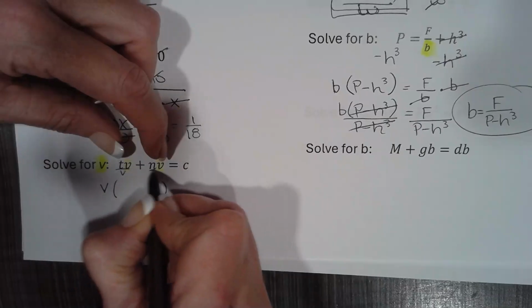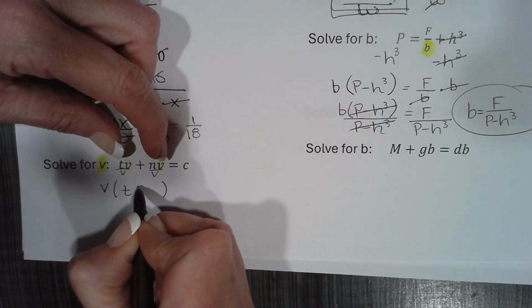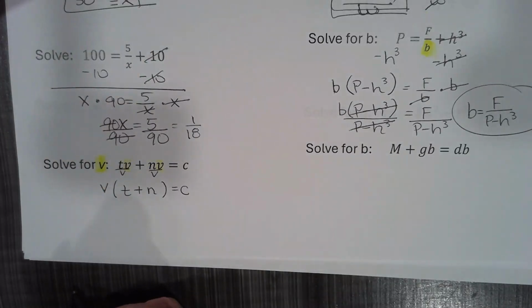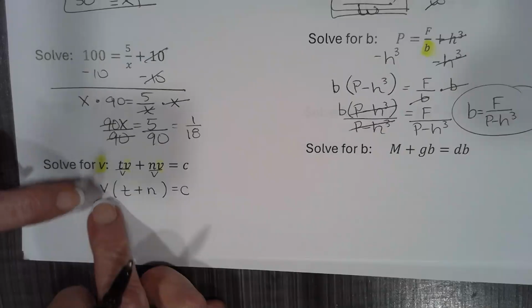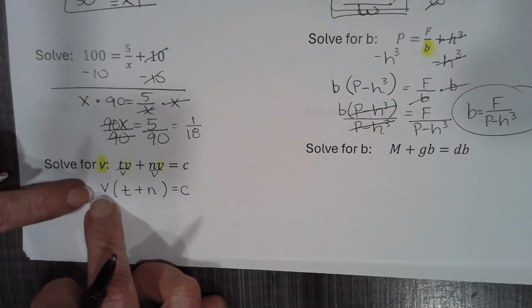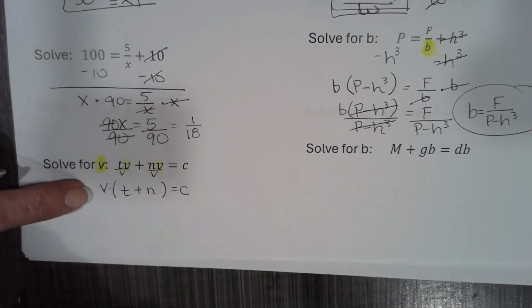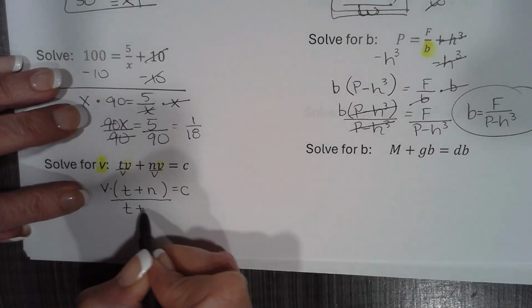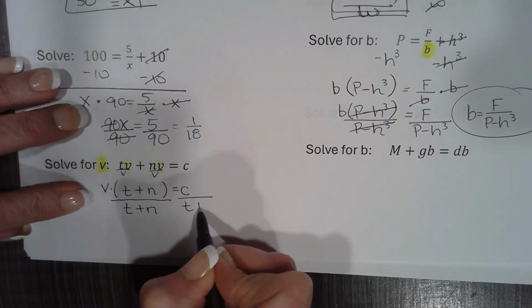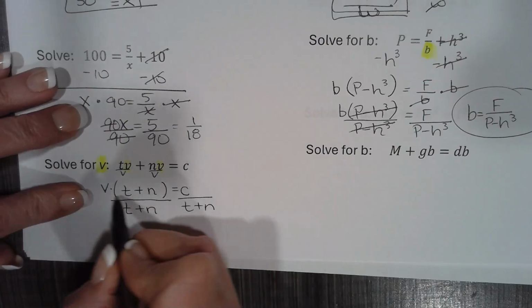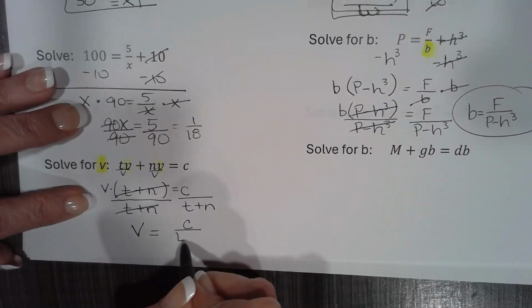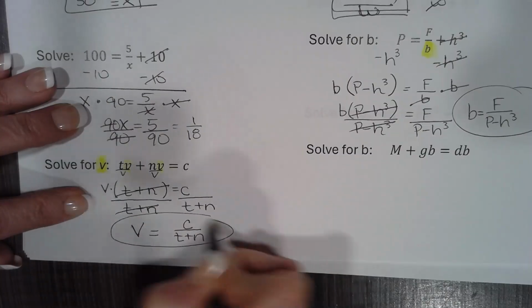And so if I divide by v, I'm left with a t plus n. You see I did that? I pulled v out as a common factor. Now that the v is written one time and I'm solving for v and it is separated by multiplication, division is how I'm going to get rid of the t plus n. I'm just going to divide both sides by t plus n. So I get v equals c divided by t plus n.